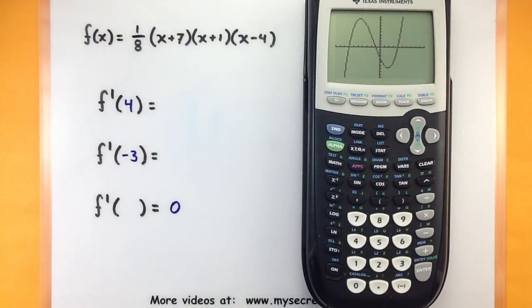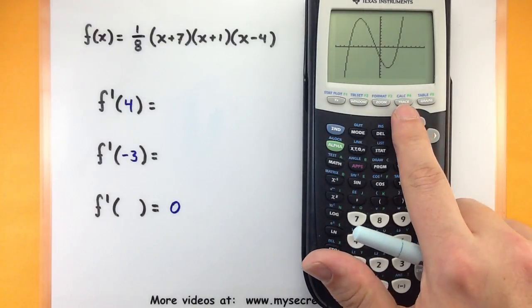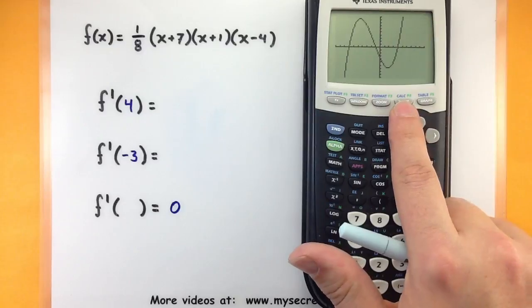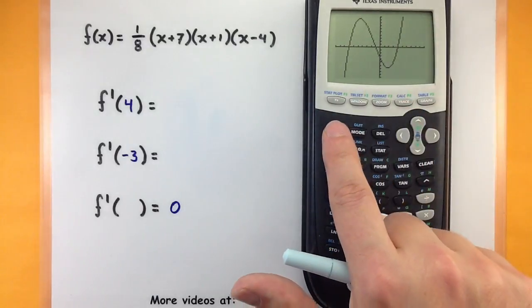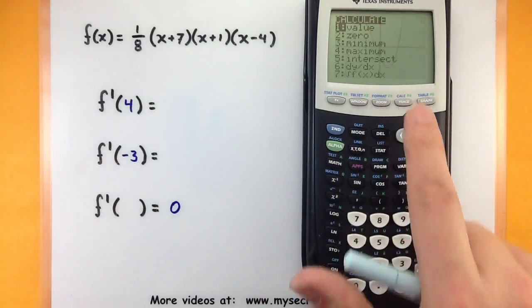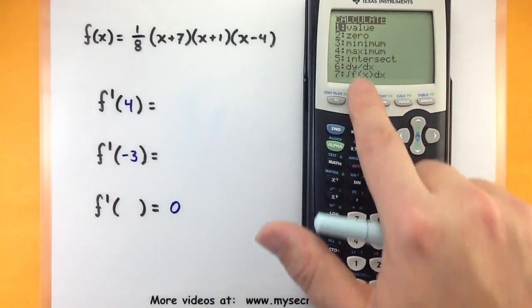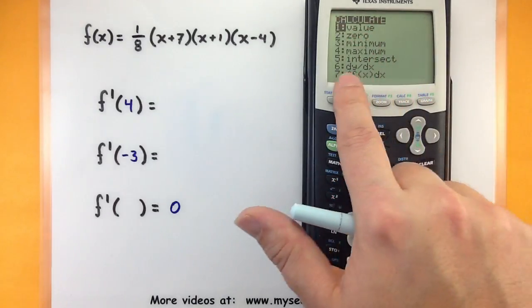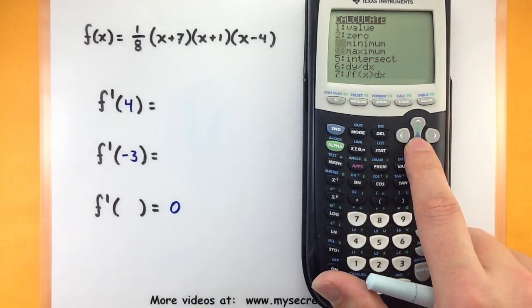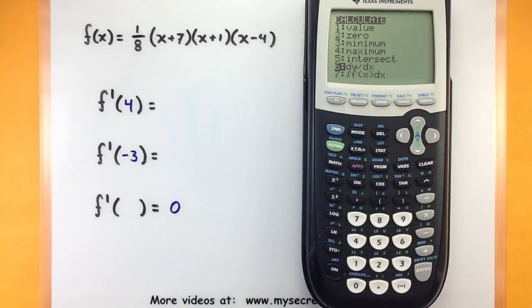All right, let's have the calculator find that value. Above your trace button, it says CALC, usually in a different color, so press your 2nd button and then the trace button. You get lots of different options. You want the sixth one that says dy/dx. That is for your derivative. So scroll down, select it, and press enter.